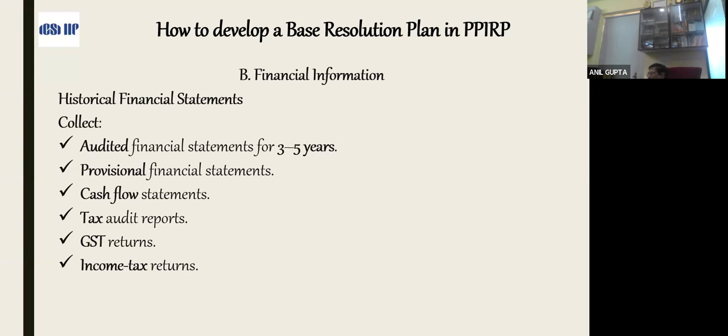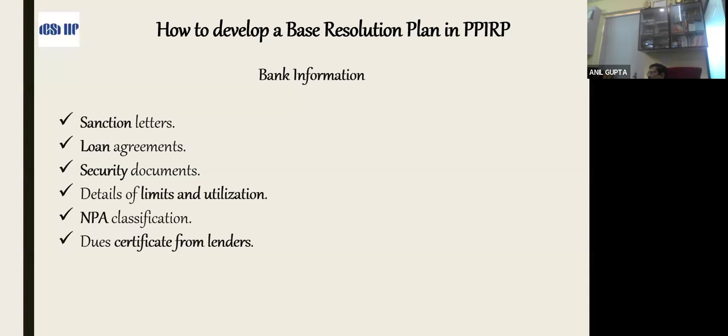Chapter 2 done. What is chapter 3? Bank information. How many loans are sanctioned by the bank? Whether it is a working capital loan or term loan or bills discounting, whatever the loan sanctioned by the bank, whether demand loan or term loan, and their sanction letters. The sanction letters are also to be enclosed under this chapter 3, and the loan agreements, whether hypothecation loan or mortgage loan or pledge loan, whatever loans they have taken, those agreement copies also, and the details of limit and utilization.